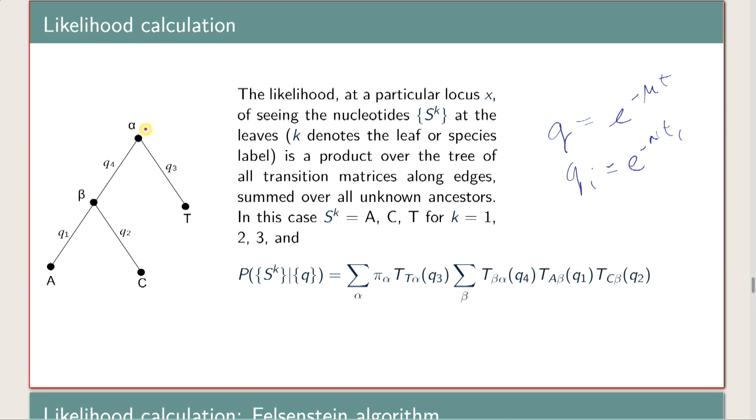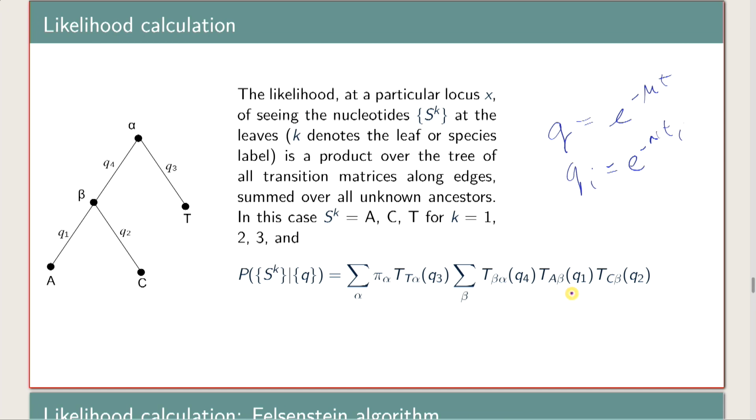Okay, so what you're asking is what is the likelihood of seeing these particular nucleotides that you do see, given this tree topology and given these branch lengths. That's the left-hand side, and the right-hand side is the answer. So I'll start by going backwards from this term.